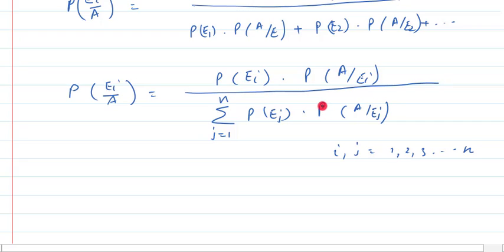Now let me take some examples to show how to use these two formulas in problems.